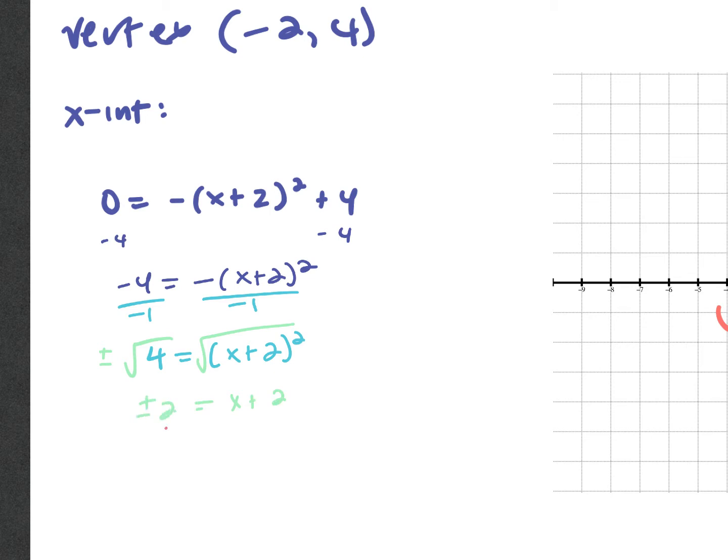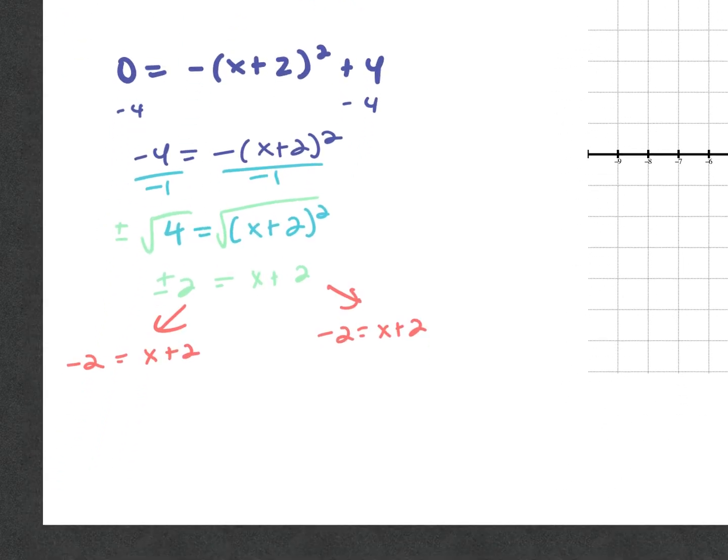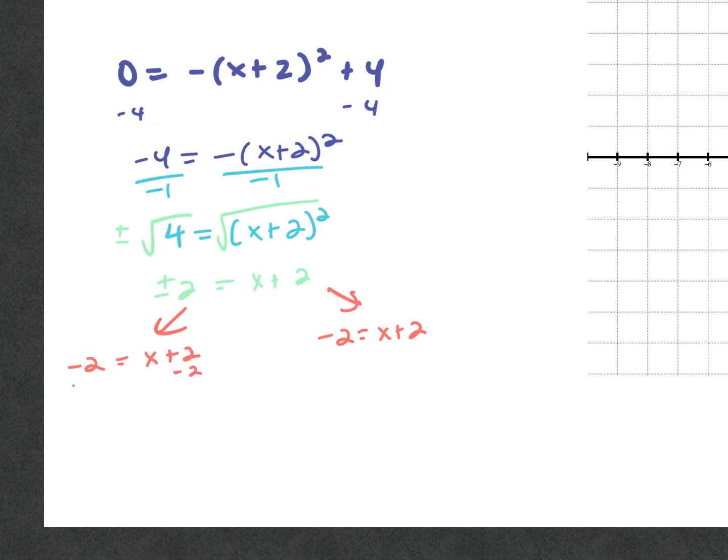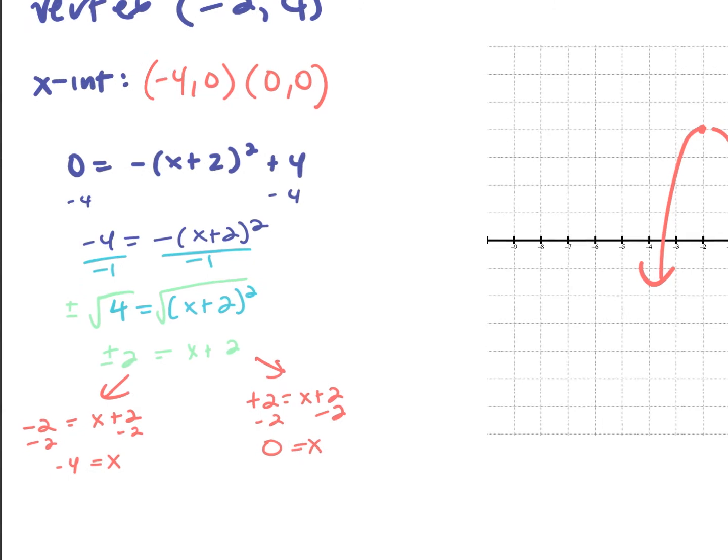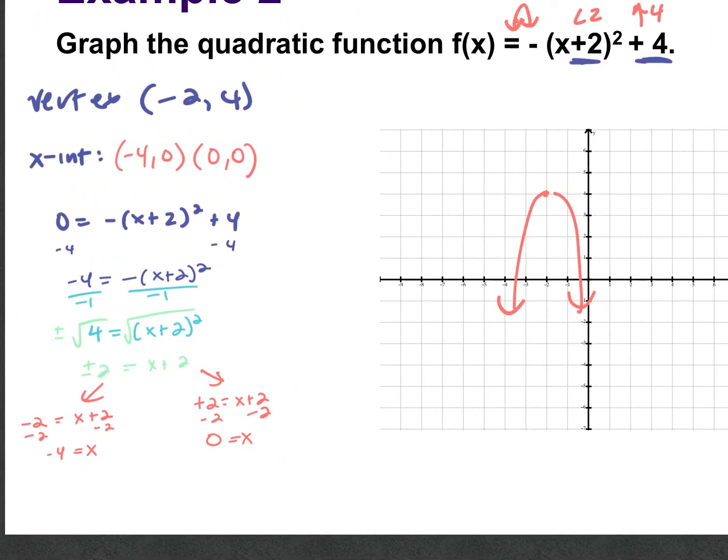This means there's 2 equations here to solve. -2 equals x plus 2, and +2 equals x plus 2. So I subtract the 2. Oh, this should be positive, sorry. And x equals 0. So x-intercepts -4, 0, and 0, 0. Now I can make my graph a little bit more accurate.